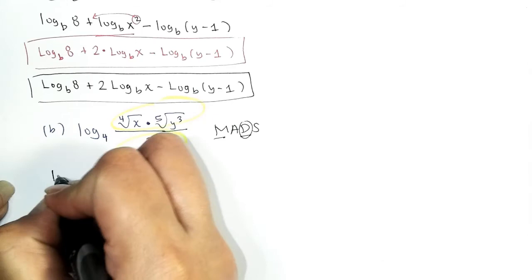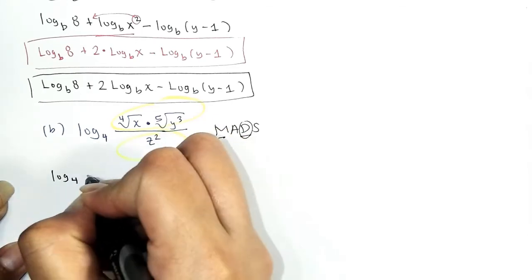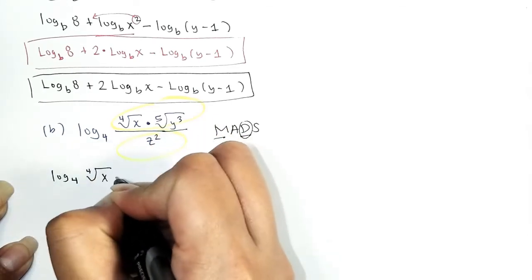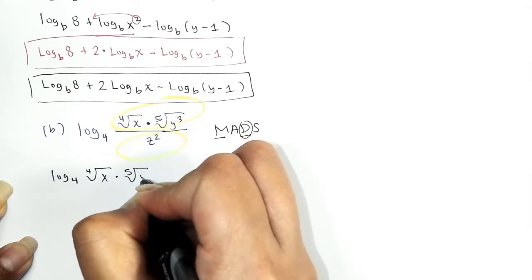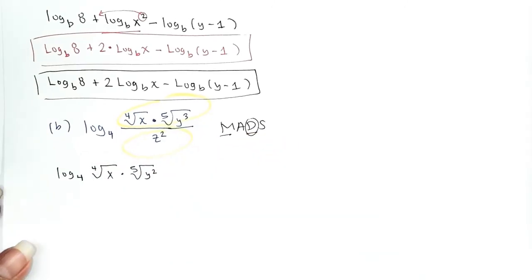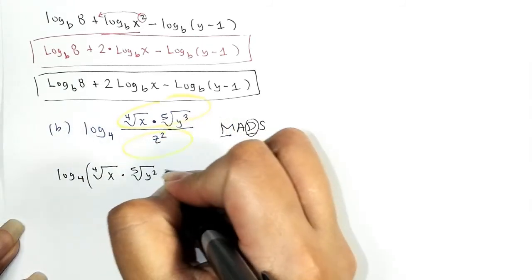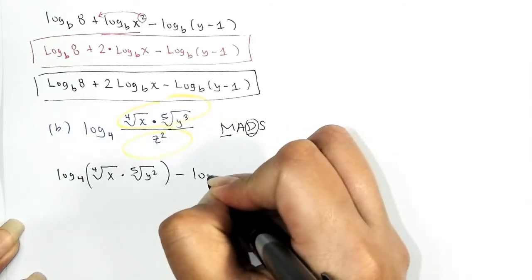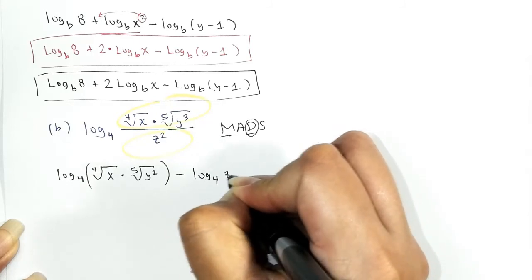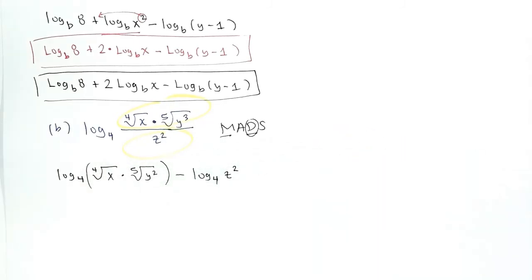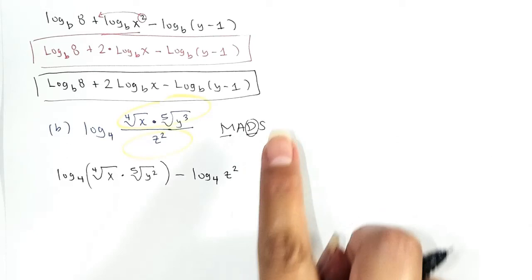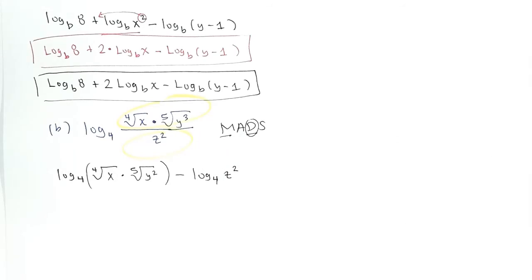So we have log of the numerator. Now I want to make sure that I don't confuse myself, so we're gonna wrap up this product. Log of the numerator minus log of the denominator.